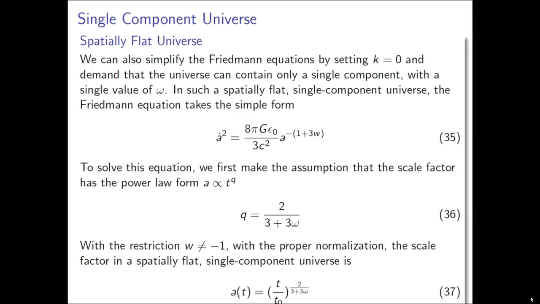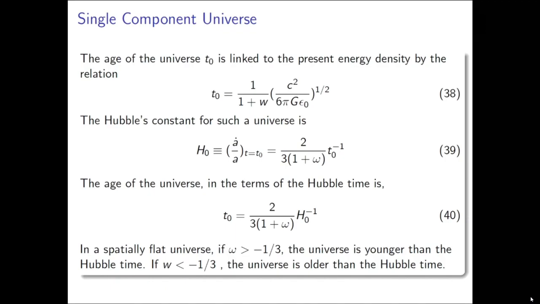So with proper normalization, the scale factor in a spatially flat single component universe is given by equation number 37, that is a of t equals t by t naught to the power 2 by 3 plus 3 omega. This is the relation that we can come up with using the given t to the power q, and q we found in equation number 36. So we arrive at equation number 37. The age of the universe t naught is linked to the present energy density by the relation t naught equals 1 by 1 plus omega times c square by 6 pi g epsilon naught, to the power 1 by 2, square root of that.